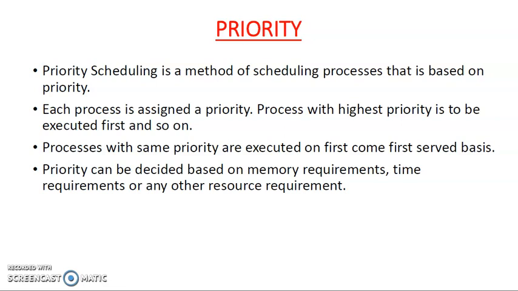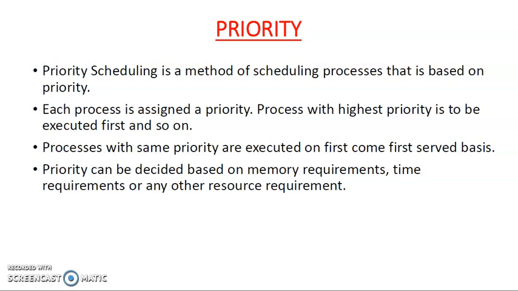Generally, when we say a particular person has more priority, what does it mean? The importance of that particular person is more as compared to others. So the same concept is used in the operating system. When we set the priority of a particular process, then the importance of that particular process is more as compared to other processes which reside in a queue.